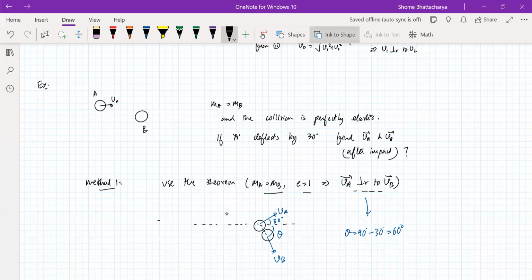Okay. And once I know that, the rest of the question becomes very easy to solve because we have to just use momentum conservation for the two variables. So was the situation earlier. Okay. So we have mv0 is equal to, given that v0's value is also known, suppose it is 10 meters per second, mv0 is equal to mva cos 30 plus mvb cos 60.